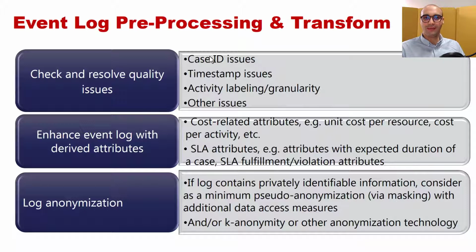We can perform a masking for the case identifiers in order to prohibit the re-identification of cases to their original users. Also, we can use different anonymization techniques such as k-anonymity and differential privacy. It's a recently growing field for process mining. And that was the end of the second phase of the process mining project.